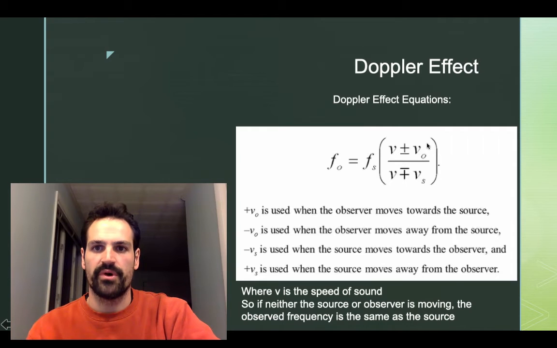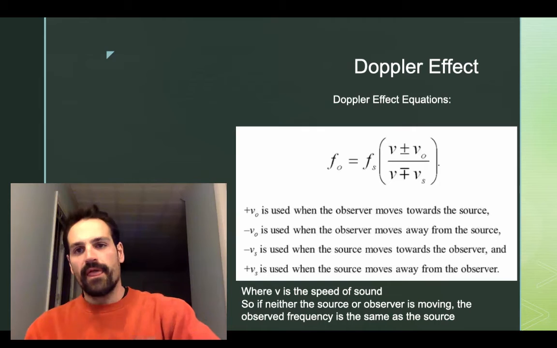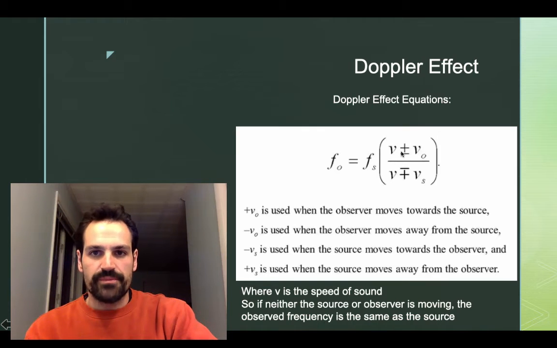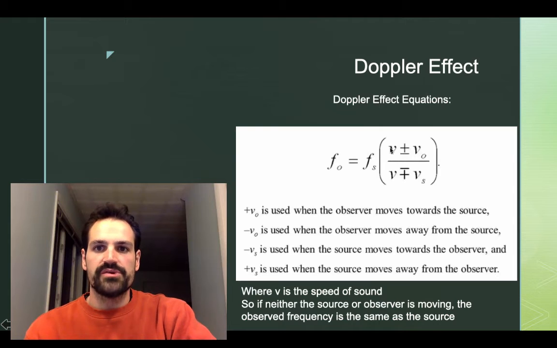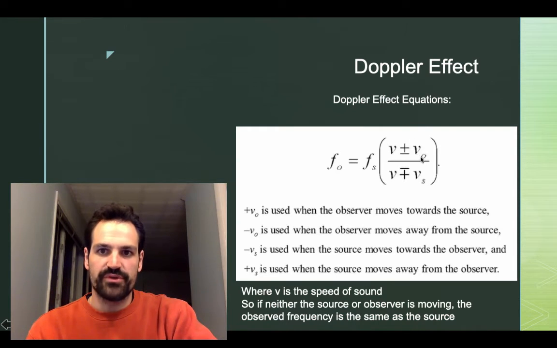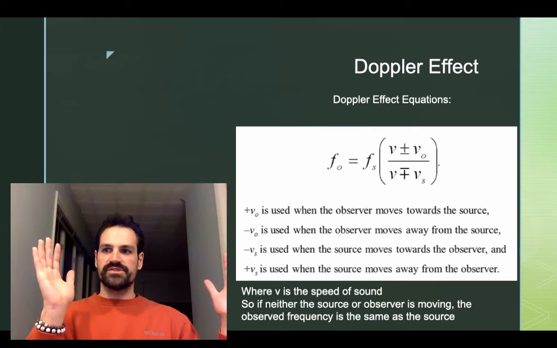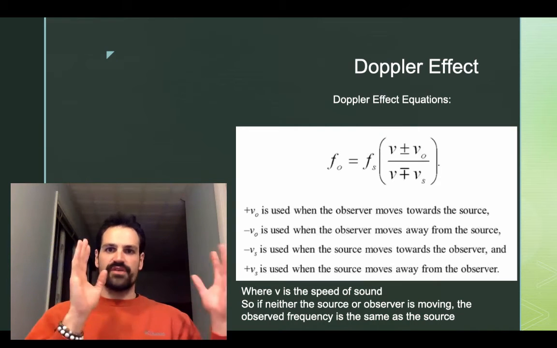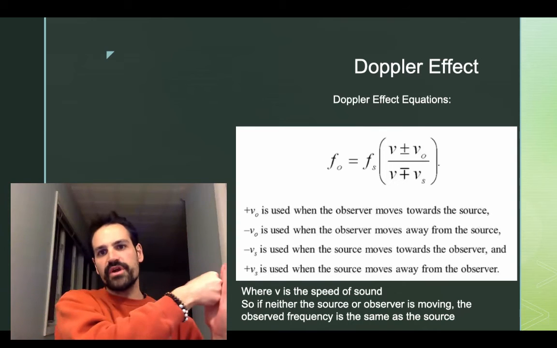That can help you remember observers in the numerator, sources in the denominator. But whether you use a plus or minus is something you kind of have to think through. So if an observer is traveling towards the source of the sound, is that going to mean the waves are seemingly closer together than if I were just listening? Well, yeah, because I'm bumping into the sound waves more frequently.